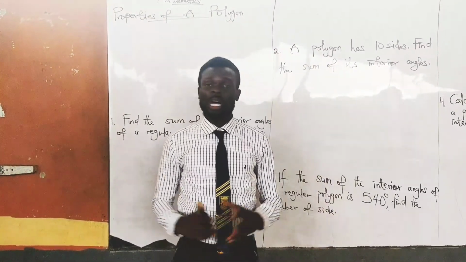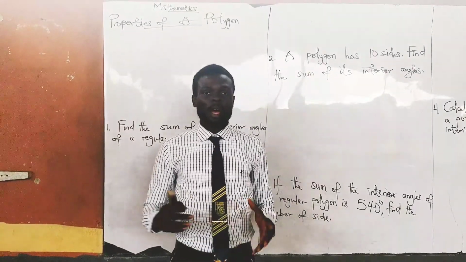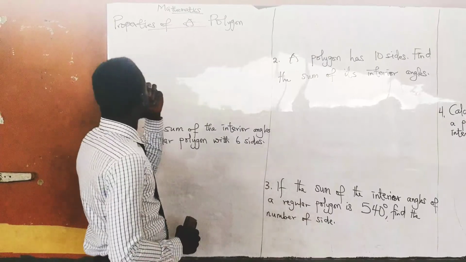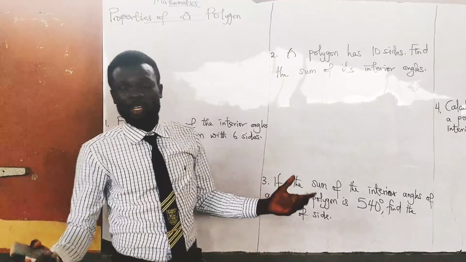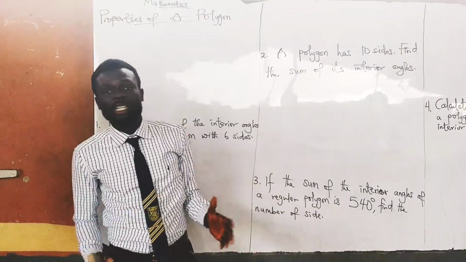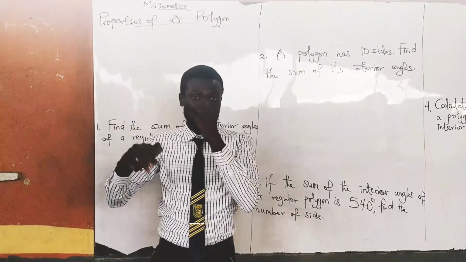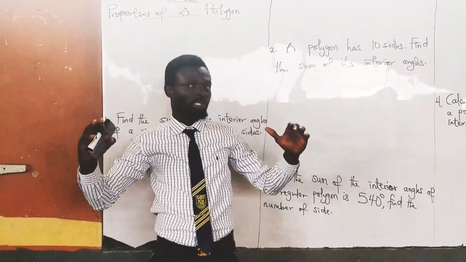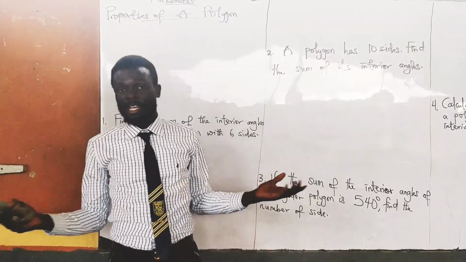Today, we want to look at properties of polygons. We will continue with the Venn diagram after this video. So today, we want to look at properties of a polygon. One will ask, what is a polygon? A polygon is a figure that is closed with straight lines or straight sides. So once a figure or a shape is closed with straight sides or lines, that figure is a polygon.